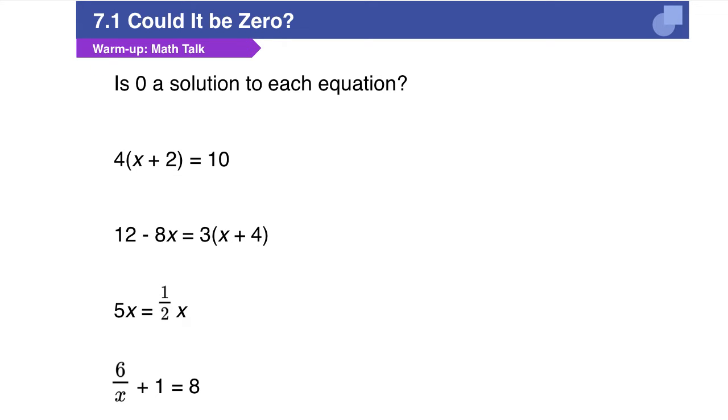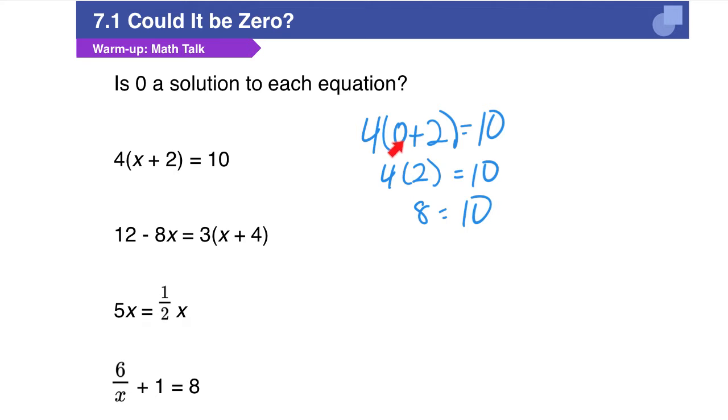In 7.1 here, we're deciding is 0 a solution to each equation. So essentially, if x equals 0 in each of these equations, decide for each one, is it a solution? Does it make it true? In our first equation, if x is 0, I do my parentheses first, so I end up with 4 times 2, and I get 8 equals 10. So no, that one doesn't work. 0 is not a solution in that one.